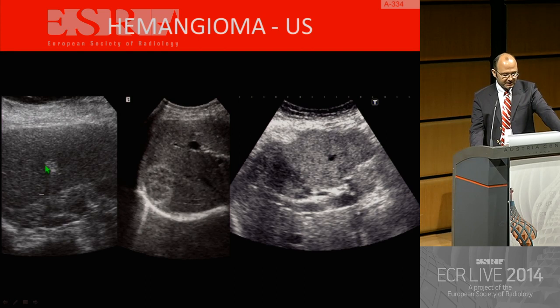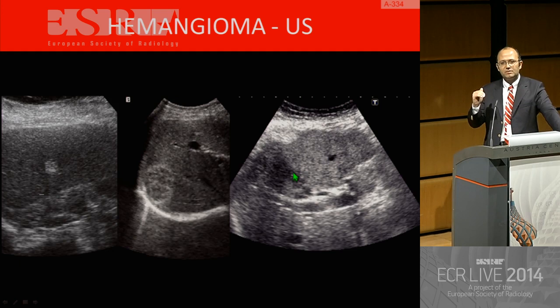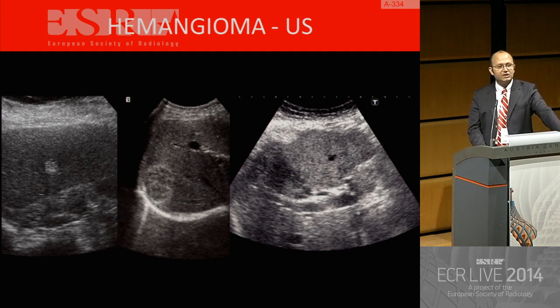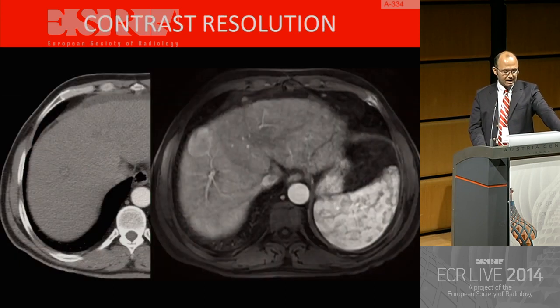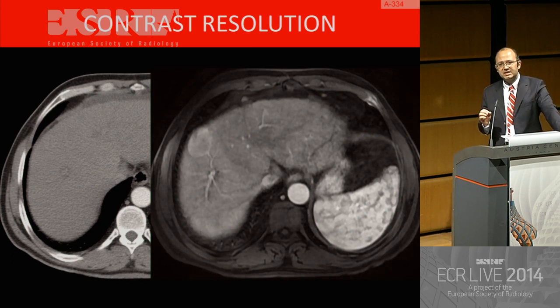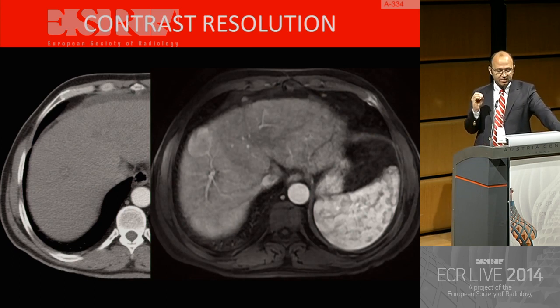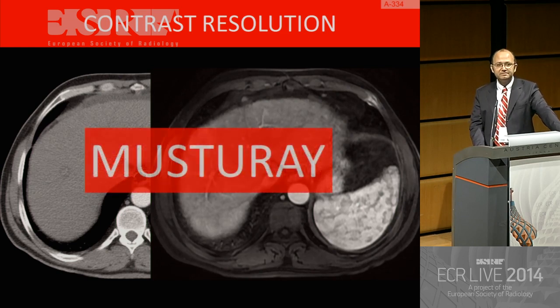Okay, so this is the typical hyperechogenic lesion. You see the posterior enhancement. This is also fairly typical, hyperechogenic rim around the lesion, but this might be a little bit difficult because as the hemangiomas get bigger, they become heterogeneous. So the biggest difference between CT and MR is the better contrast resolution.